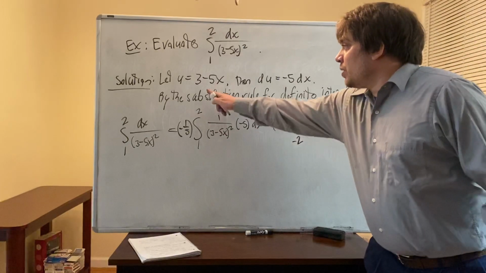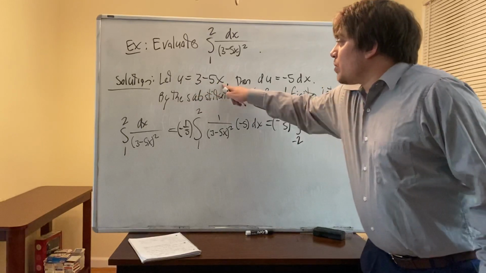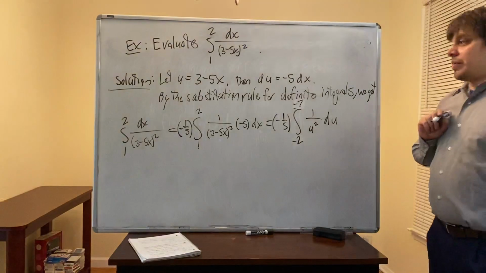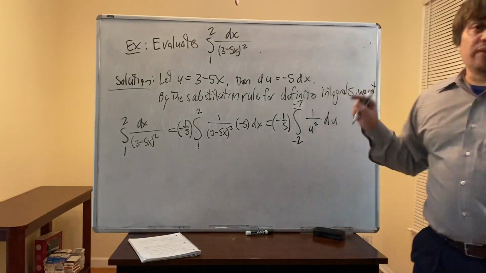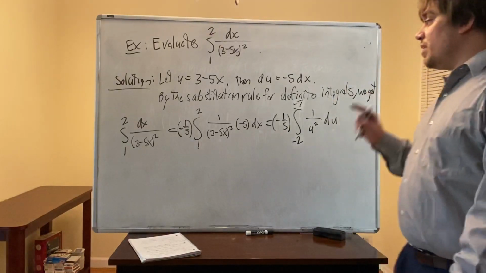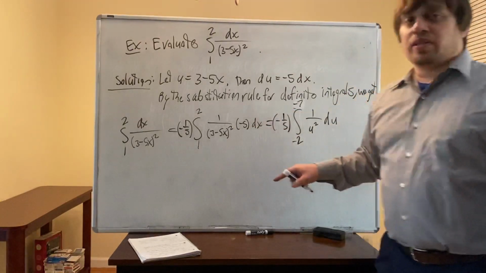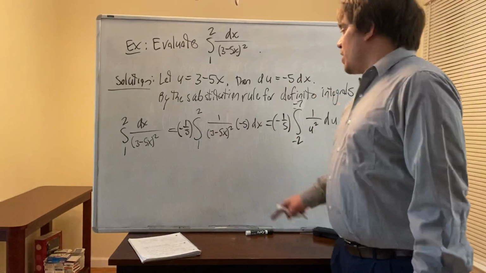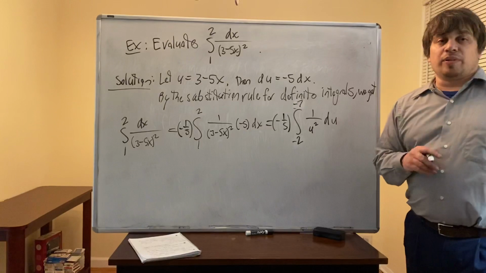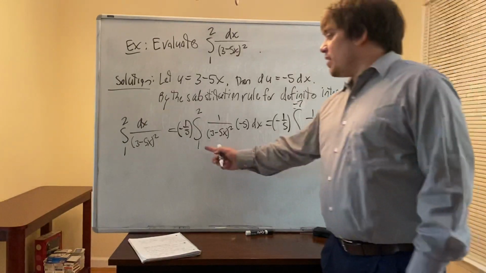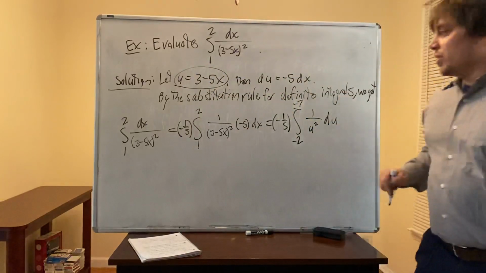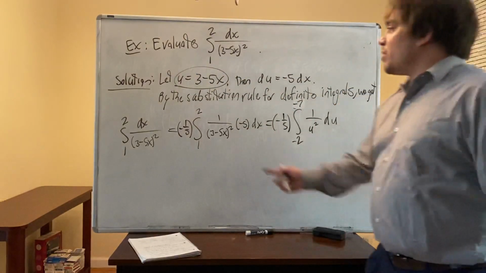When x is 2, u is 3 minus 5 times 2, 3 minus 10, which is negative 7. So a negative 7 goes there. And so u substitution for definite integrals is almost the same as u substitution for indefinite integrals, except in addition to doing what you did before, you have to change the limits of integration with respect to one variable to new limits of integration with respect to another variable. To do that, you take these values of this variable, plug them into the equation relating the two variables, and correspondingly, you get the values of the other variable.